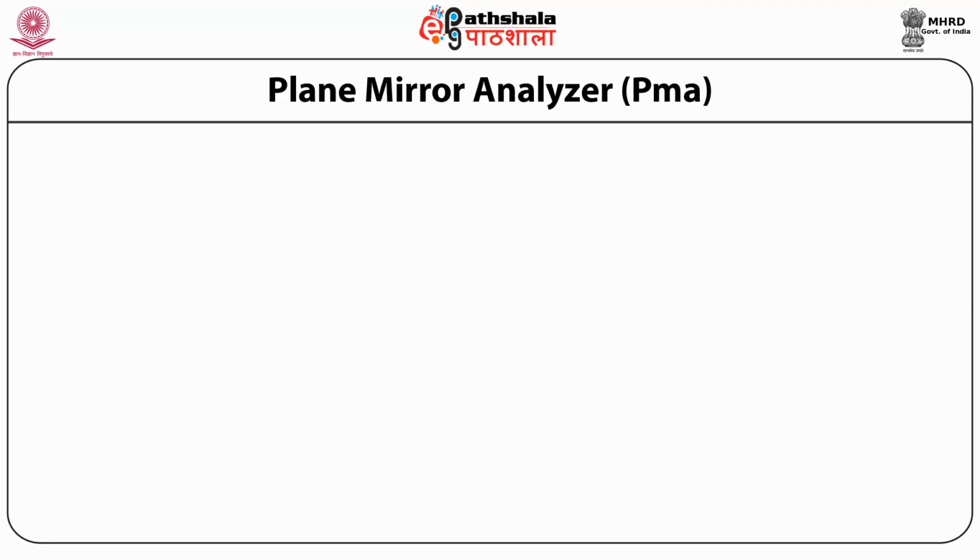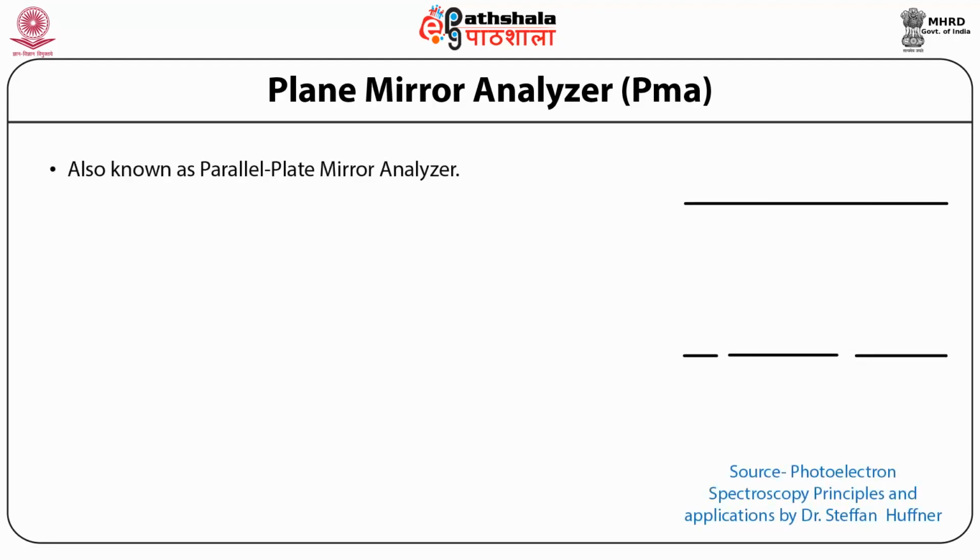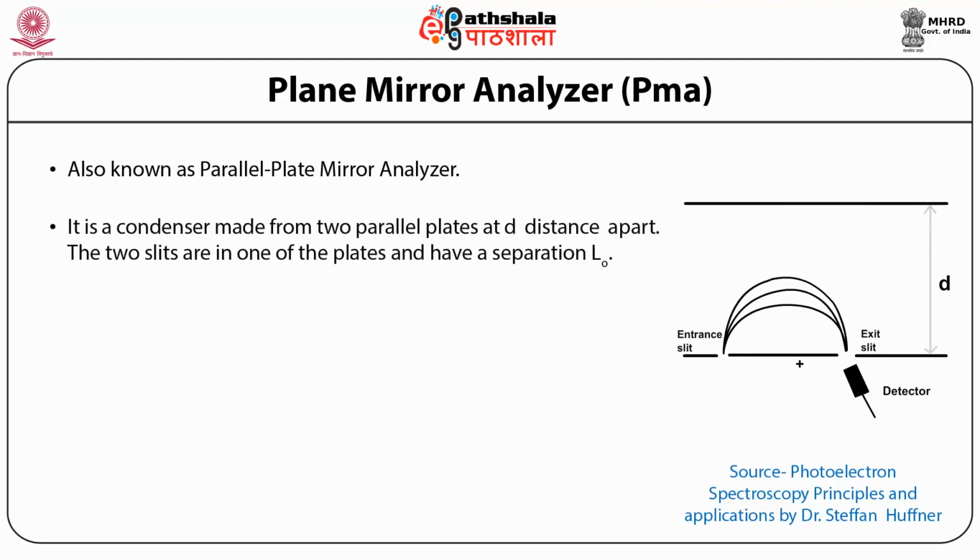We call it PMA. PMA is the simplest type of electric analyzer, also known as the parallel plate mirror analyzer. These analyzers are condensers made from two parallel plates with a small distance d across them. Parabolic trajectories of electrons are obtained due to the constant potential difference, that is capital V, between the two plates.